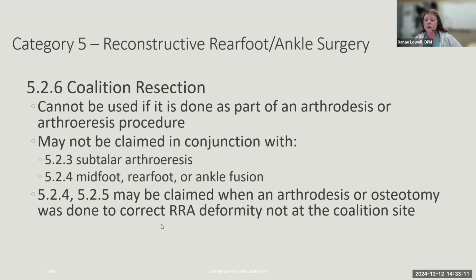526 is for resection of coalitions and is typically a standalone index procedure. If it is part of an arthrodesis or if an arthroresis was performed, it cannot be used. However, if an arthrodesis or osteotomy is performed to correct a deformity not located at the coalition site, then it can be logged separately.